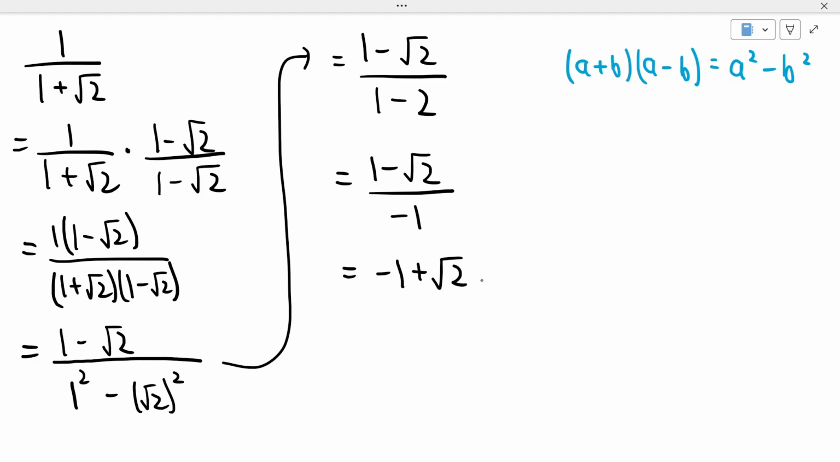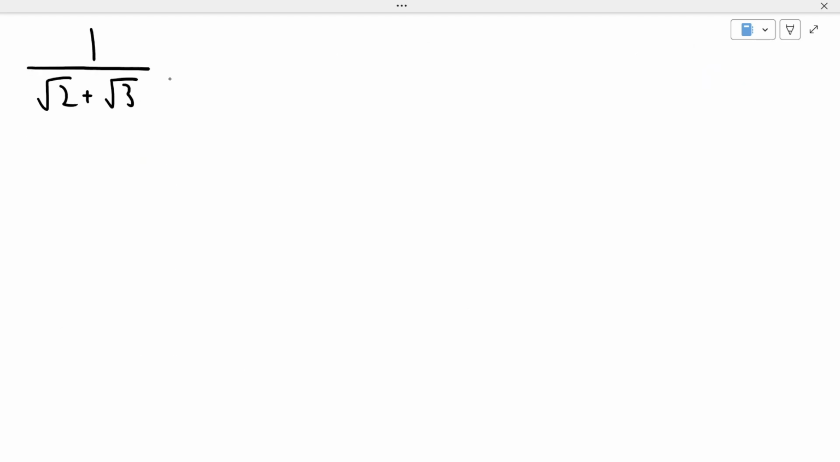And now this expression doesn't have any square roots in the denominator, since there's actually no fraction. So this expression is considered simplified. So let's look at another example.